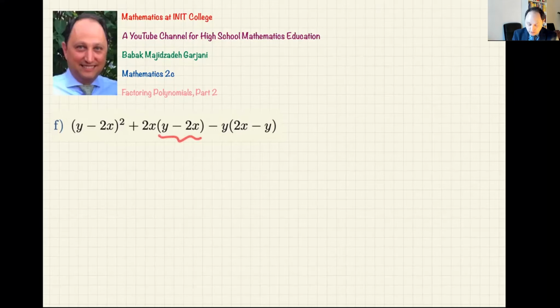Of course, it is clear that y minus 2x is common here and there, but this is not exactly y minus 2x. So in principle, I cannot say that y minus 2x is a common factor to all of them right now. But there is a little bit of a difference between 2x minus y and y minus 2x. We also had this in Math 1C, if you remember.